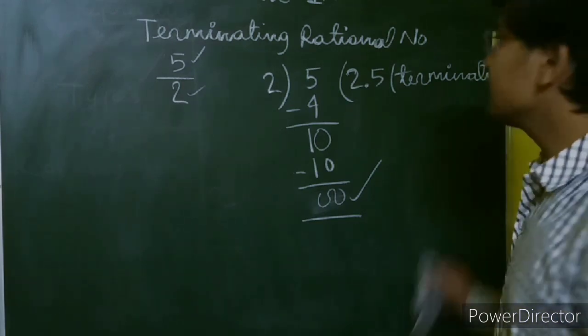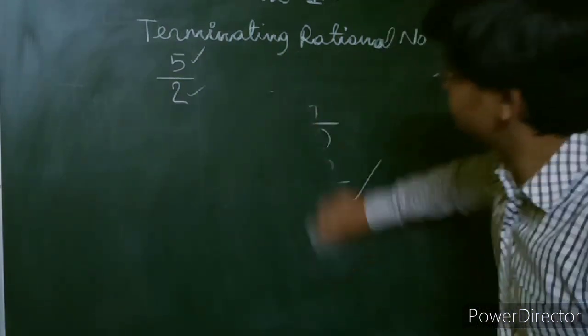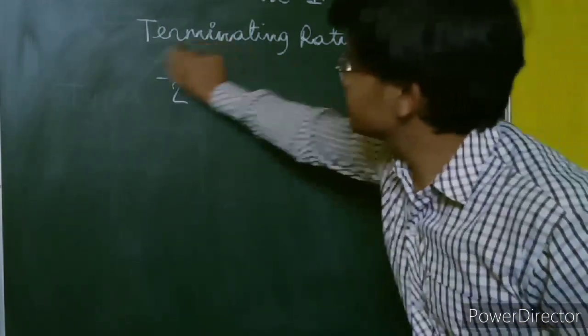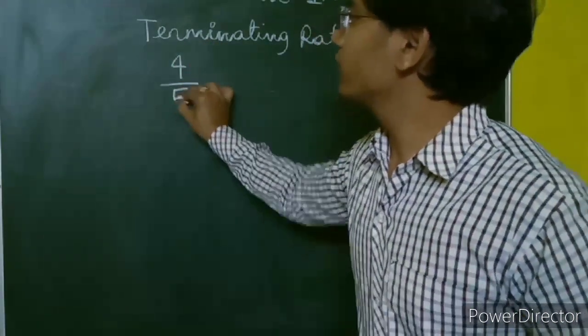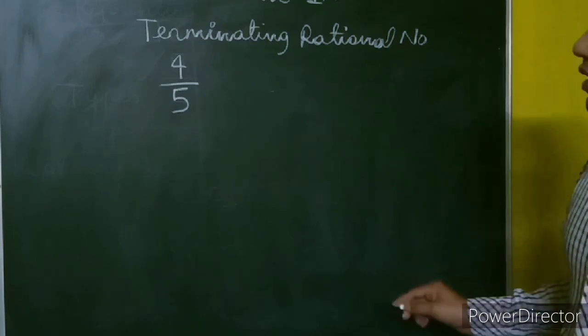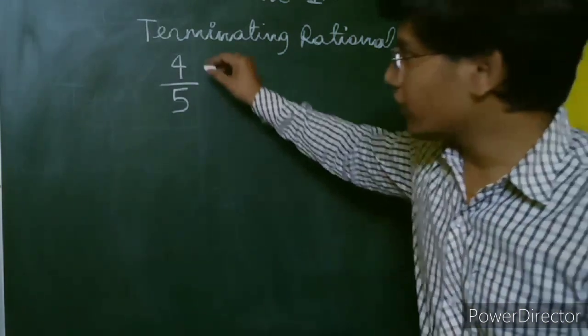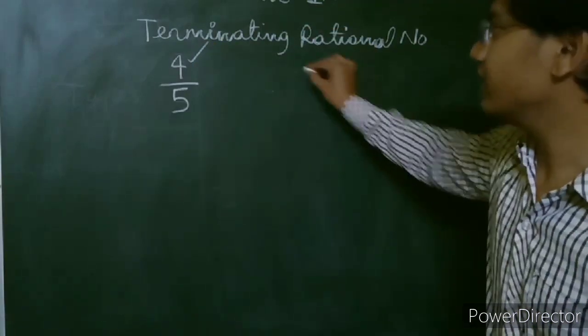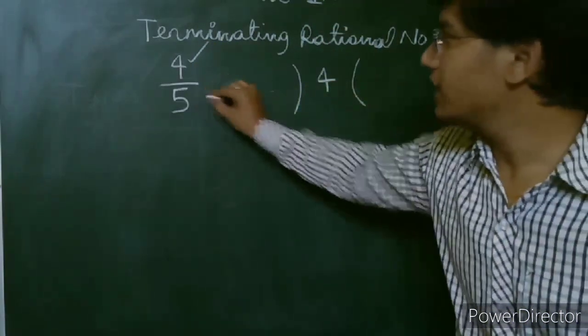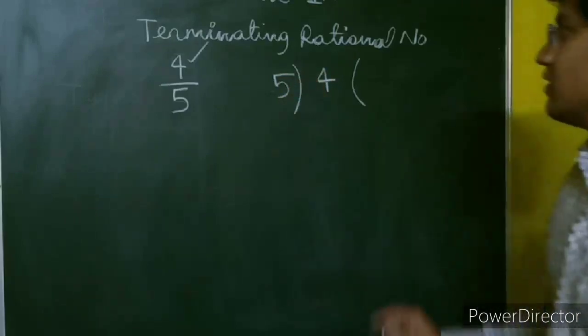Now let us take another example. Let's suppose we are considering 4 upon 5. One more time I am telling you, whatever is written in the numerator will come as the dividend. So 4 we have to divide by 5. 5 will be the divisor.